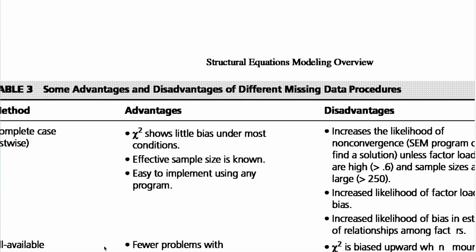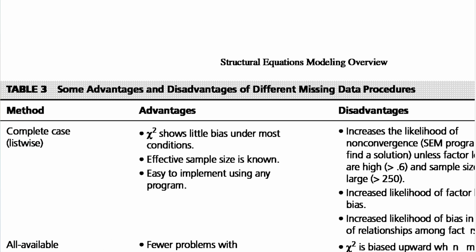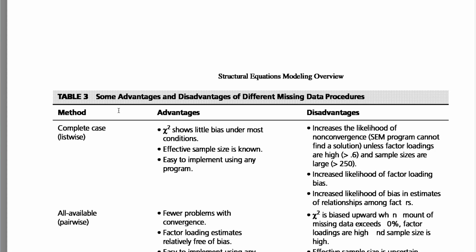This is Table 3. This is the table about some advantages and disadvantages of different missing data procedures. Methods, advantages and disadvantages. Let's talk about the first, that is the complete case. Advantages: chi square shows little bias under most conditions, effective sample size is known, easy to implement using any program. Disadvantages: decreases the likelihood of convergence.